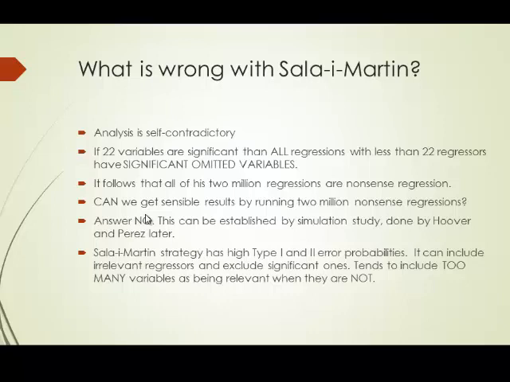Can you get sensible results by running 2 million nonsense regressions? No. The answer is no. So basically, the results of Sala-i-Martin are wrong.